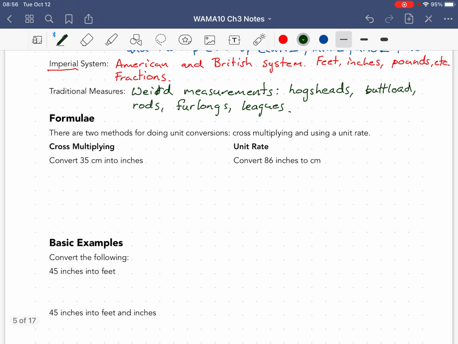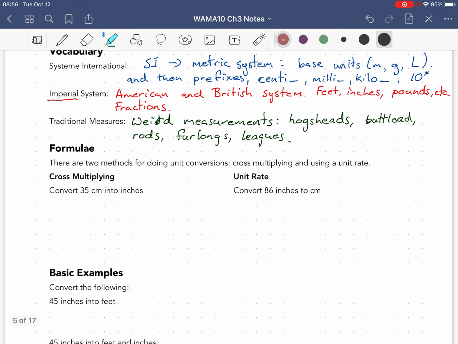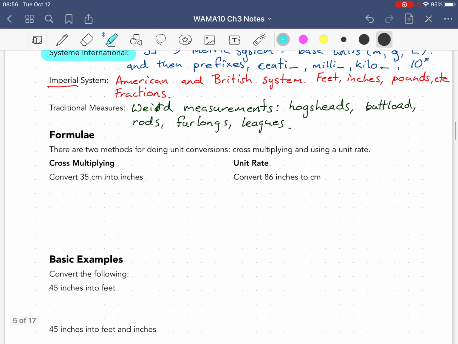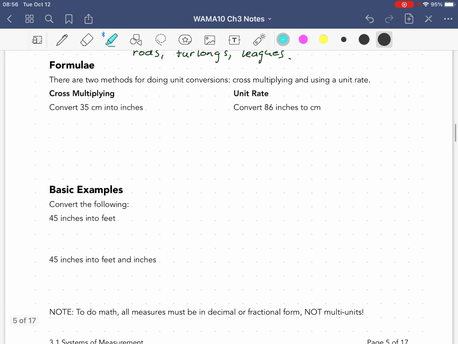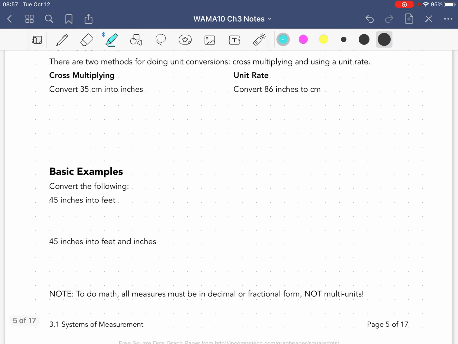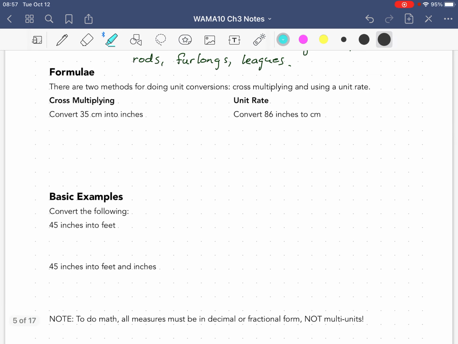All right, so there's 3 different systems of measurement. We generally try to use the metric system in school, but we have to deal with the imperial system a lot because we deal with the US units. Now, there are 2 ways for doing unit conversions: cross-multiplying, which I will show, and using a unit rate, which is also another possible way. And you're going to need your formula sheets and conversion tables for these.